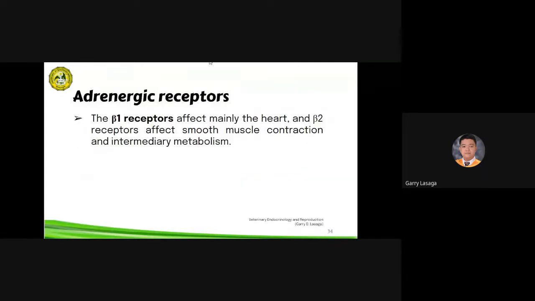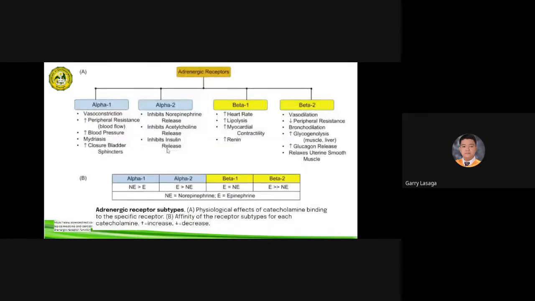For the beta receptors, the beta 1 receptors are mainly found in the heart, so they will affect the heart. For the beta 2 receptors, the majority of them are found on the lungs, so they will affect the dilation of the bronchi. They are also found on the smooth muscles, particularly of the blood vessels. So they will induce contraction of the blood vessels. And they are also important for intermediary metabolism.